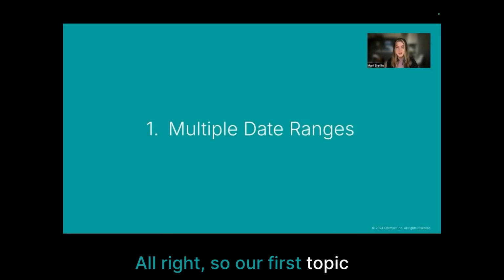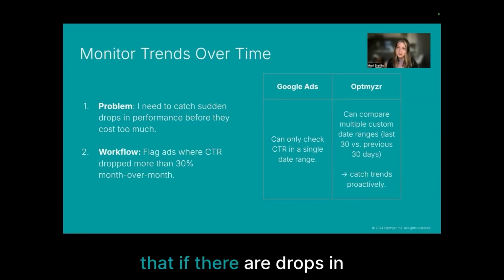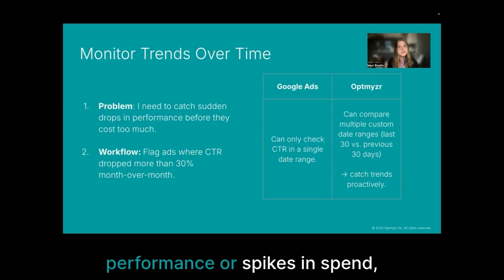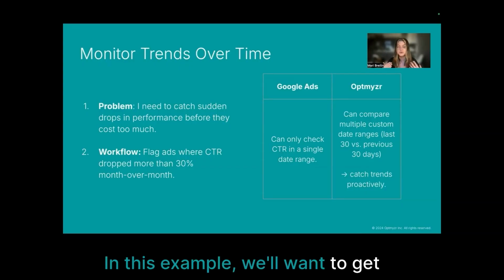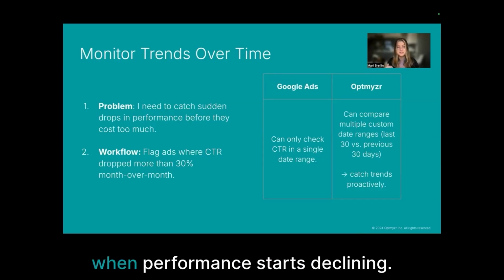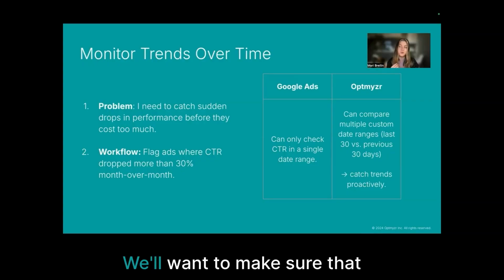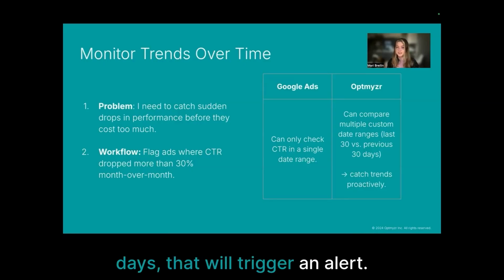All right, so our first topic is multiple date ranges. Now, the problem statement is, I need to catch sudden drops in performance before they cost too much. So we do want to make sure that if there are drops in performance or spikes in spend, those things would get flagged. In this example, we'll want to get a notification and maybe label ads when performance starts declining. We'll want to make sure that if performance drops month over month, or last 30 days compared to the previous 30 days, that will trigger an alert.